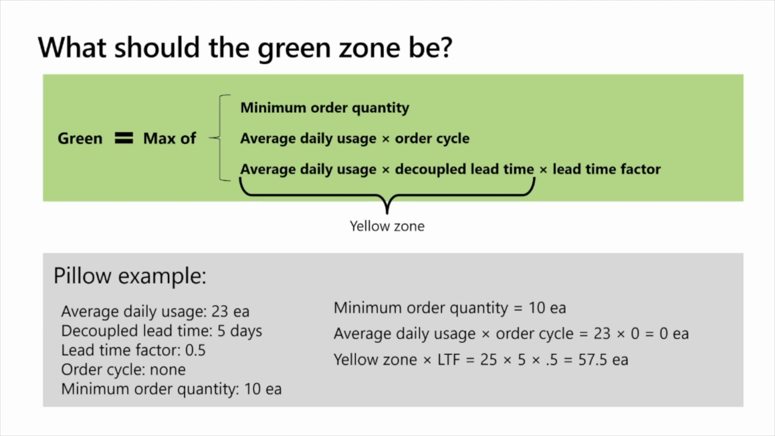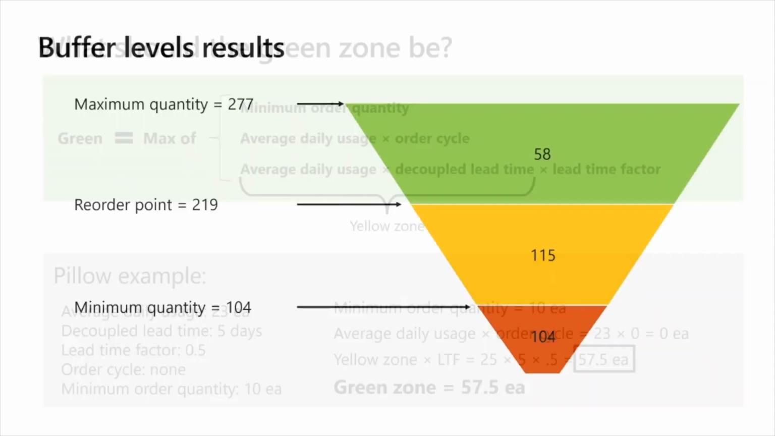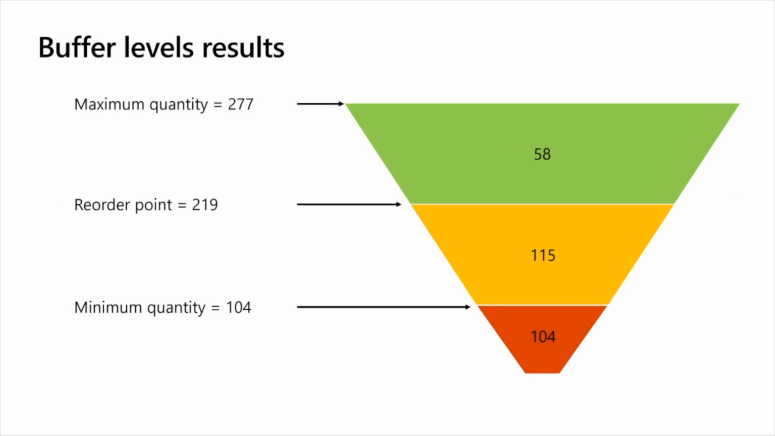That is the highest of our three options, so that's what we'll use for our green zone, and it'll be rounded to 58 eaches, just like we mentioned, that we round to the nearest because our eaches are in whole units. So taking all of those three zone calculations, our red zone is 104 eaches, and our minimum will also be 104. Our yellow zone is 115 eaches, which gives us a reorder point of 219. And our green zone is 58 eaches, which gives us a maximum quantity of 277.